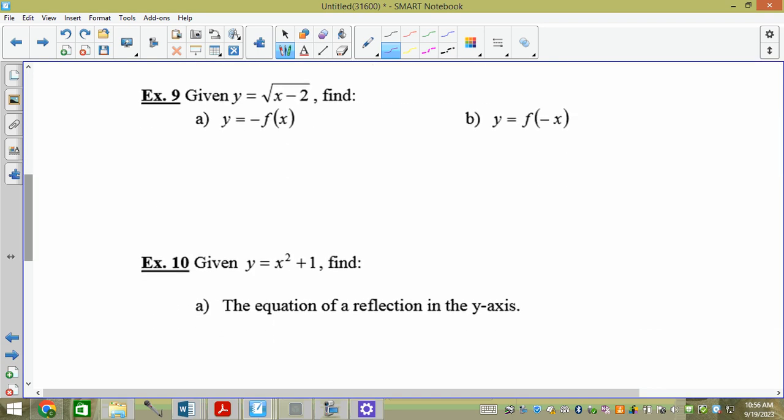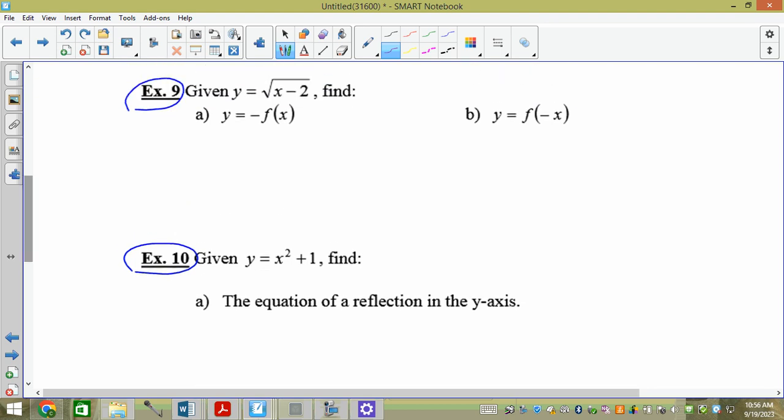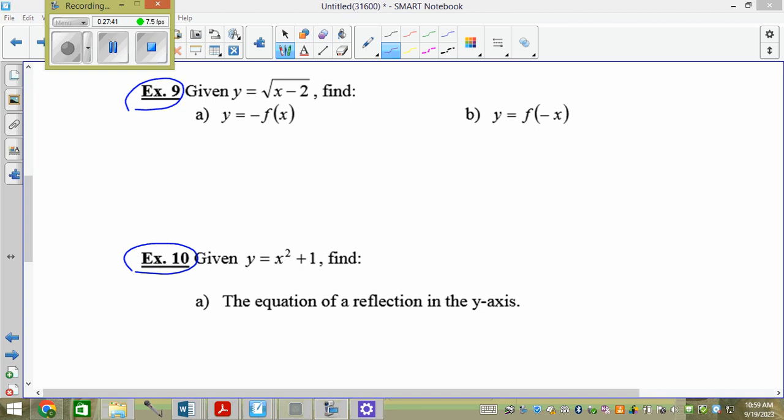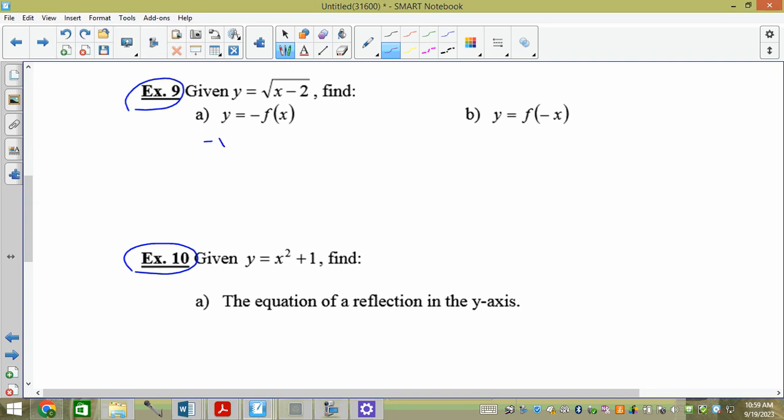I want you to do this one, example 9. I want you to write out the new equation. And example 10, write out the new equation. Try them out. So, this we have a negative with the f of x. Is it affecting the x or the y? The y. So I can go negative y equals root x minus 2, and then I can divide by negative 1. And I get y equals negative 1 in front. Do I need the 1, or could I just put a negative sign? I could just put a negative sign. I wouldn't need the 1.